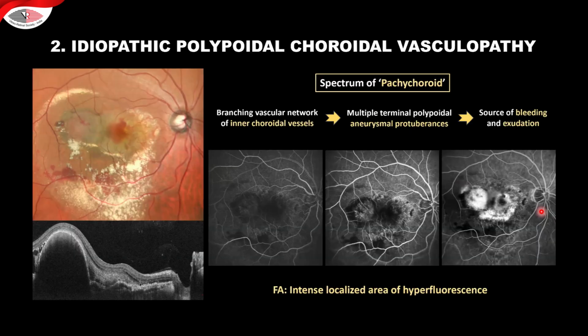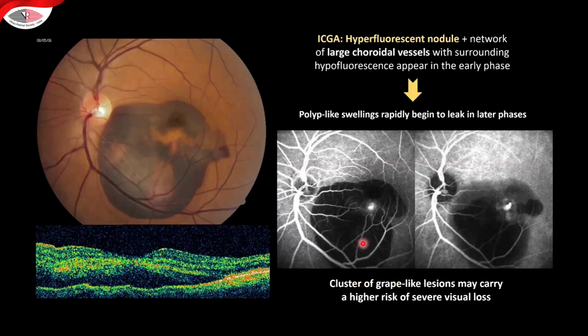Then there's idiopathic polypoidal choroidal vasculopathy, IPCV as we call it. It's got a branching vascular network of inner choroidal vessels, multiple terminal polypoidal proliferations, protuberances, and they lead to extensive serosanguinous fluid, blood, and deposits of exudation, which brings a lot of visual debilitation for the patients. PEDs, also notched ones. This is another example of a large collection of blood in such a situation.